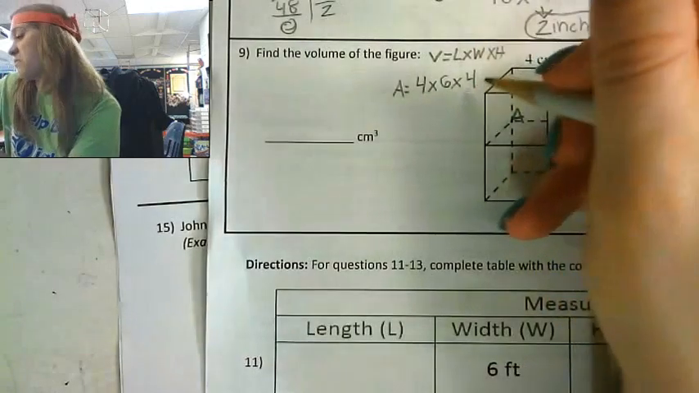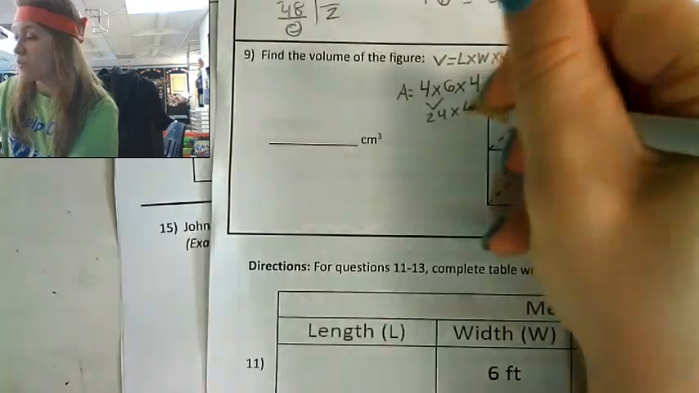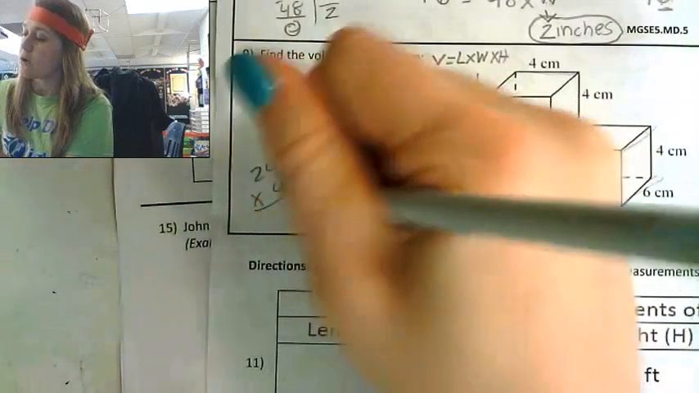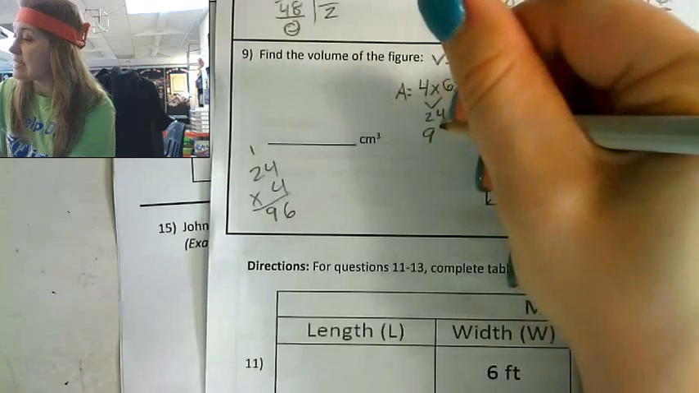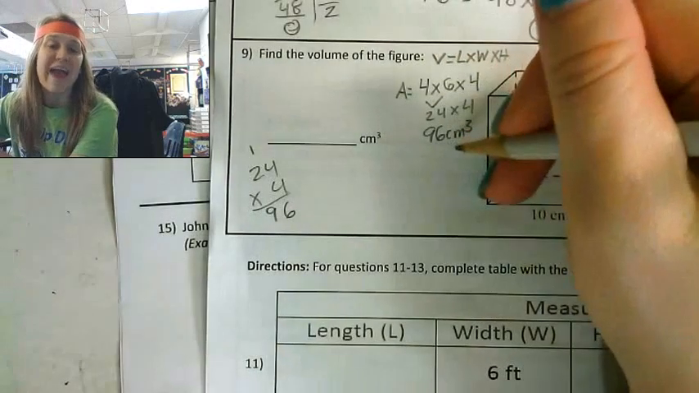4 times, I don't know, what do you want to do? 4 times 6 is 24, times 4. 24 times 4, 4 times 4 is 16, carry the 1, 4 times 2 is 8, plus 1 is 9. So that is 96 centimeters cubed. That's my volume for A.